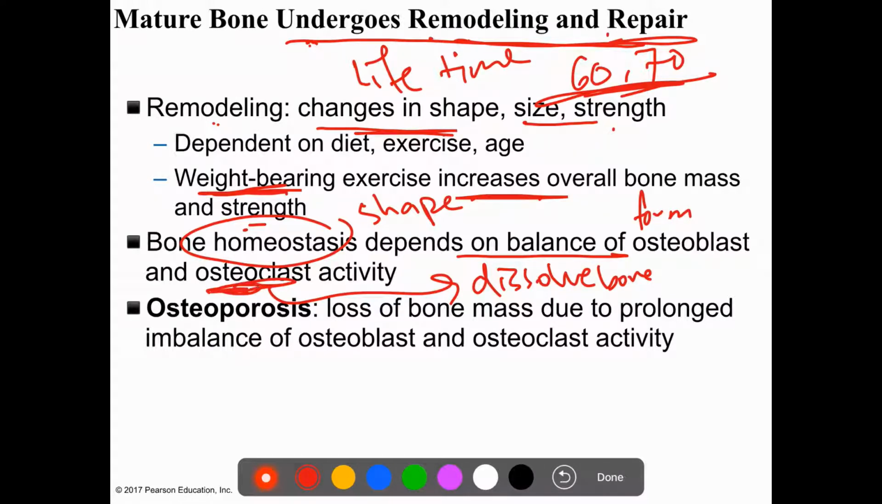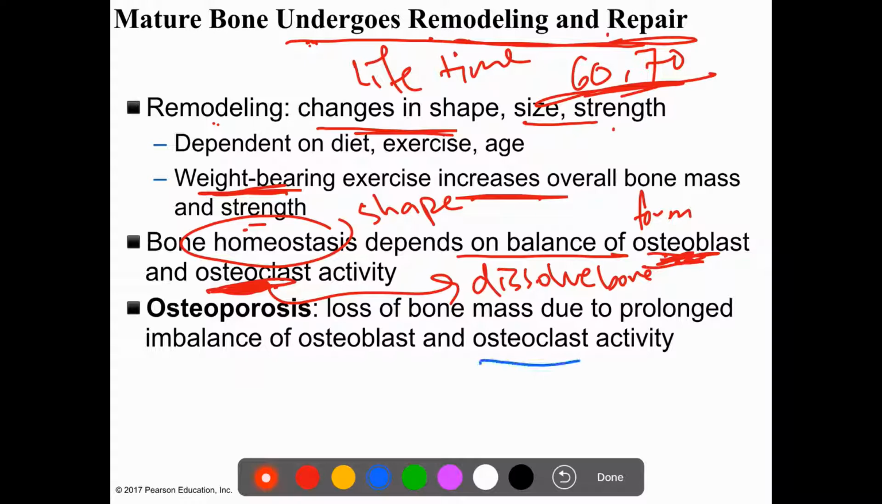So these will dissolve the old bone. If you want to think of it like this, these will dissolve the old bone, these will form a new bone. So if these are super active, then we are losing the bone mass. If these are super active and these are kind of lazy, then we will have very heavy, very thick bone, which is not really healthy. And in case we have much osteoclast activity, that will develop osteoporosis, which is the loss of bone mass due to prolonged imbalance of osteoblast and osteoclast.